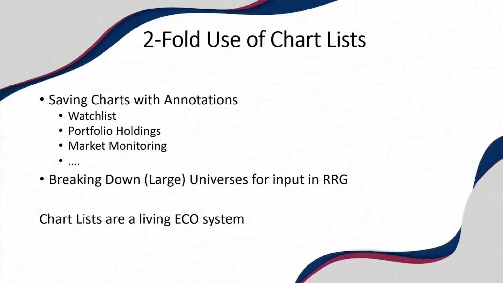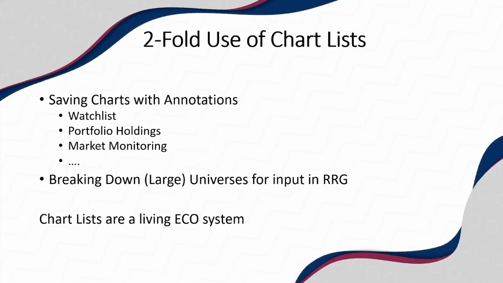Now, my use of chart lists is twofold. The first way I use chart lists is basically to save charts, because that's what they're for, primarily charts with annotations. You can have them as a watch list, like stocks or charts that are on your shopping list that you want to keep an eye on. Or you add the symbols in your portfolio to a list, and you use that list to track your portfolio, keeping a finger on the pulse of what's happening in it.